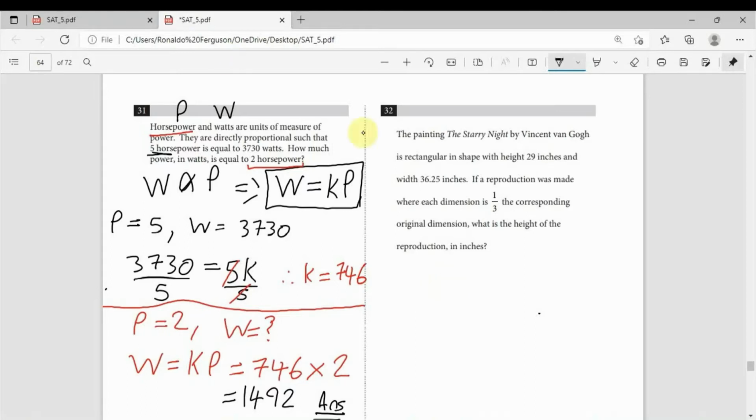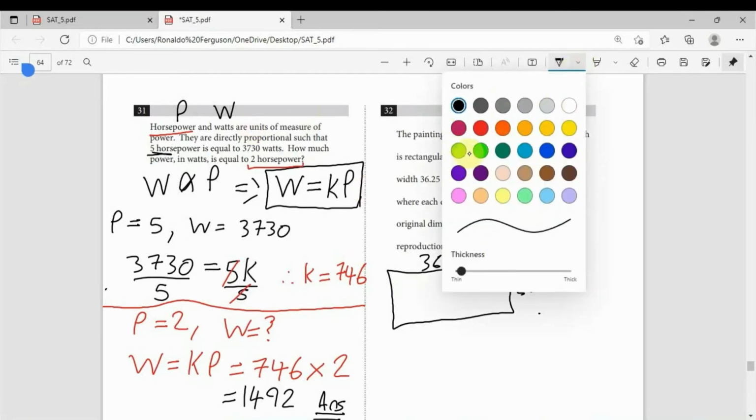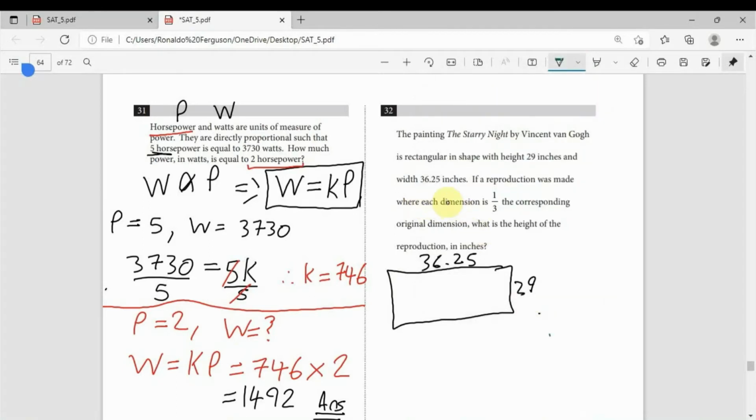Now this question says the painting Starry Night by Vincent van Gogh is a rectangular shape with height. Let me just draw the rectangle, I like to see visually what's happening. The height is 29 and the width is 36.25. If a reproduction was made such that each dimension is 1/3 of the corresponding dimension, then 1/3 of the height is somewhere down here and 1/3 of the width somewhere here. So this is the reproduced painting, taking up only this amount of space.